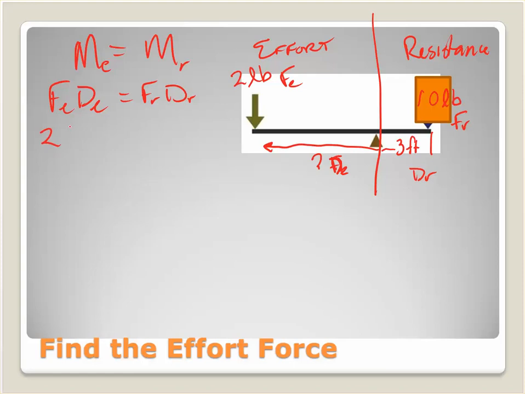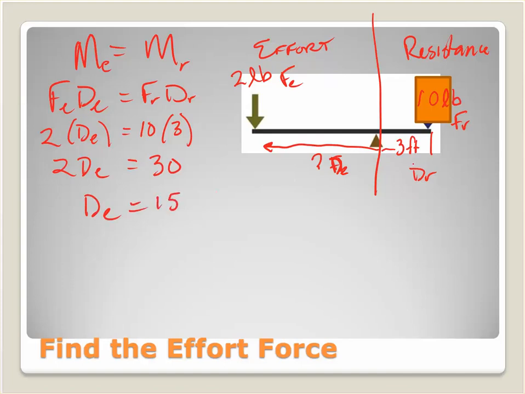This is going to be 2 times dE. My resistance force is 10. My resistance distance is 3. So I get 2 times dE equals 30. Divide both sides by 2 and my effort distance turns out to be 15. What's my units? Well, it's in feet over here, so it's going to be 15 feet.